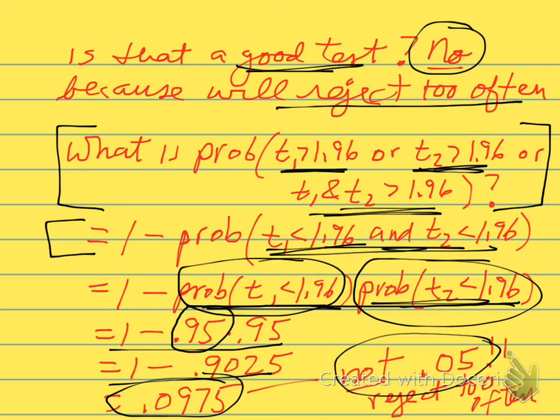We'll be rejecting the joint null hypothesis too often. So the test, we think it's at the 5% level, but then when we actually calculate how often we would reject the null hypothesis if the null hypothesis were true, we'd find we'd be rejecting it 9.75% of the time. So that's why this is not a good test.